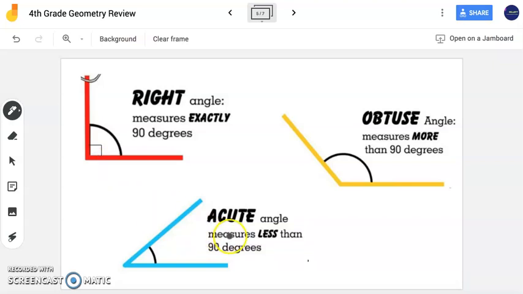An acute angle measures anything less than 90 degrees. So if I said an angle measurement was 35 degrees, right away you would know that's an acute angle because it's less than 90 degrees. An obtuse angle measures more than 90 degrees. So if you were given an angle measurement of 125 degrees, right away you would classify that as an obtuse angle because it's greater than 90 degrees. Every angle can be classified as one of these three options.